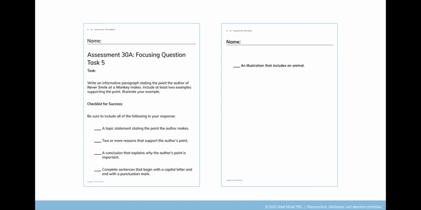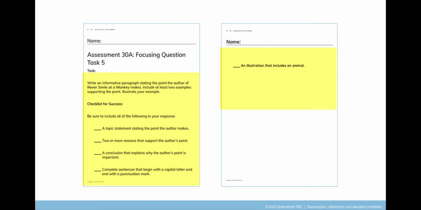Listen carefully. Write an informative paragraph stating the point the author of Never Smile at a Monkey makes. Include at least 2 examples supporting the point. Illustrate your example. I'll read it one more time. Write an informative paragraph stating the point the author of Never Smile at a Monkey makes. Include at least 2 examples supporting the point.